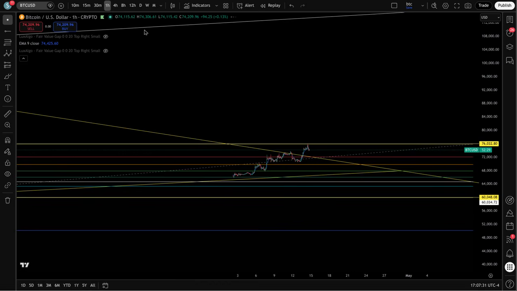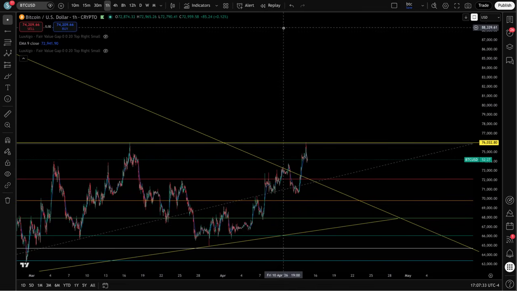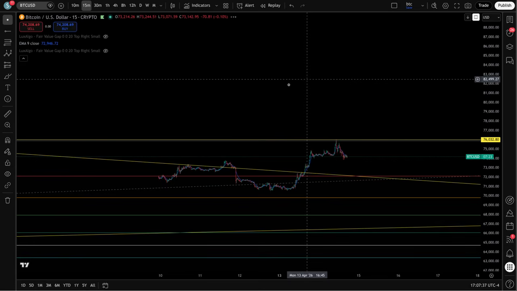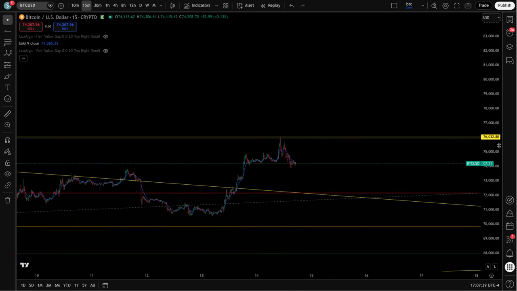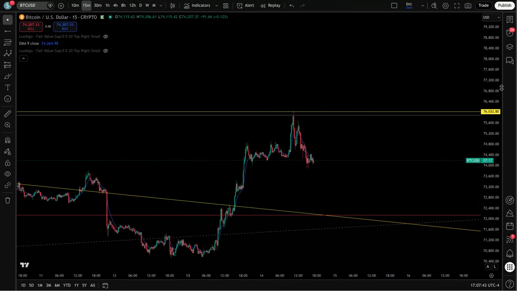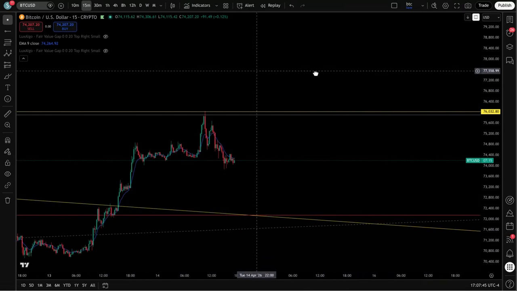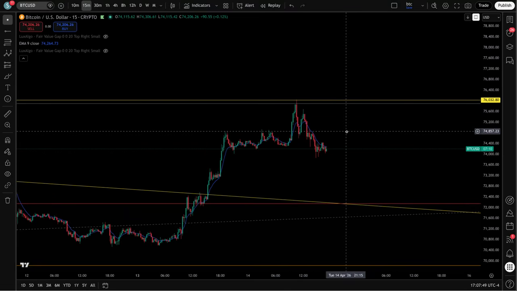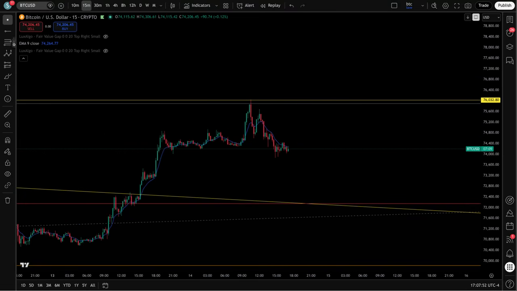And on the 1 hour, let's go a little bit tighter, 15 minute. I was looking to see if this thing would end up holding up here, the 74. The reason I say that is when I zoom in here, this looks like an A, B, C, but I think it might be going too deep now.